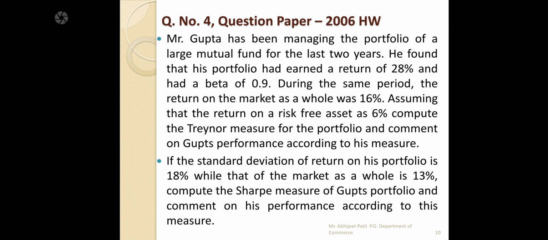Then question number 6, this is for homework. It is only given as theory, so you just simplify that. What is given? Mr. Gupta has been managing the portfolio of a large mutual fund for the last 2 years. He found that his portfolio had earned a return of 28% and had a beta of 0.9. See, clearly it is mentioned that the return of the portfolio, that is RP, is 28 and the beta is given, that is 0.9.